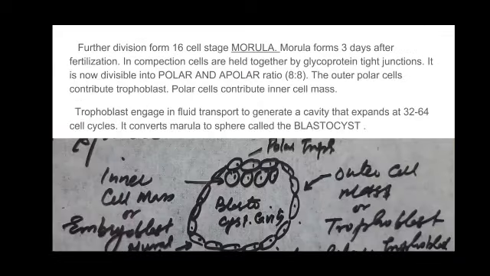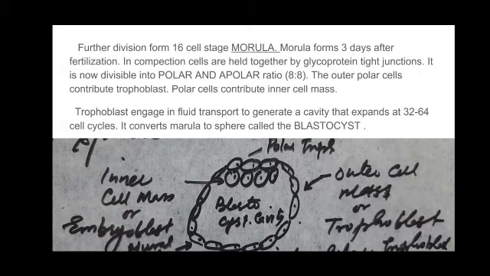Further division occurs and it forms the 16 cell stage. The name given is morula. The morula is formed 3 days after fertilization in the fallopian tube.